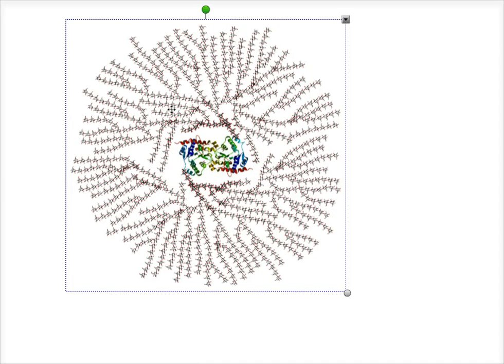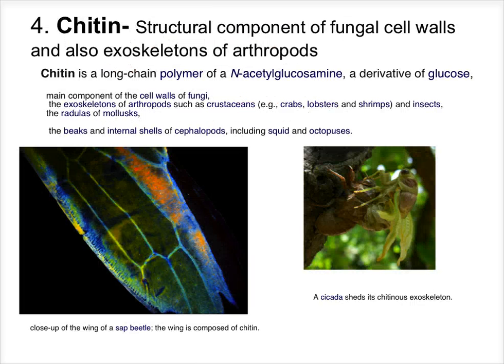This is actually showing glycogen, which is actually lots and lots of branched glycogen attached to a central protein that is stored in the liver or the muscles, mostly in the liver. The fourth structural polysaccharide is known as chitin.